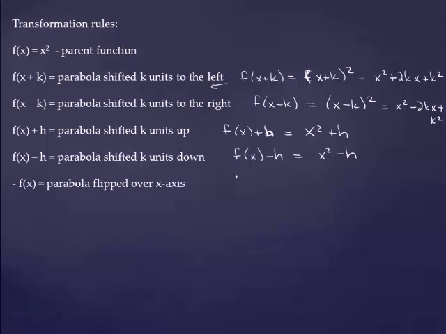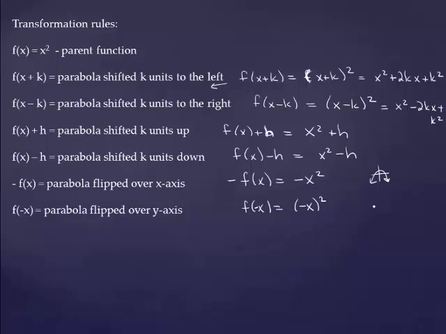If I make it a negative, so that's negative x squared, it flips over the x-axis. That means it goes this way. If I put the negative inside, we flip around the y-axis. So you can't really see that flip, unless, of course, you're shifted over, and then you can tell.